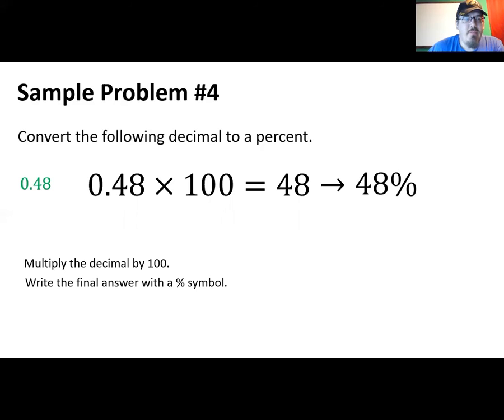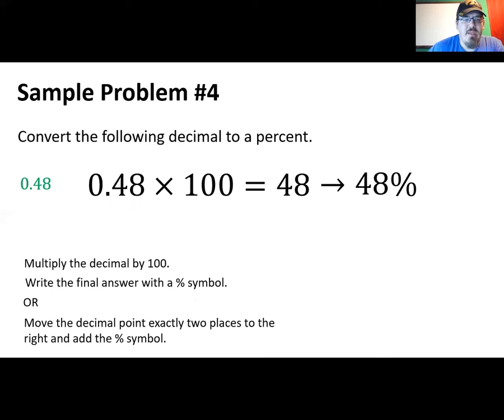Now, multiplying by 100 is the process that goes on behind the scenes when you go to do this. Another way that people think about this when they convert from decimals to a percent is they simply move the decimal point 2 places to the right. That's kind of the fast way without having to write out the multiplication, is to move the decimal point 2 spaces to the right.